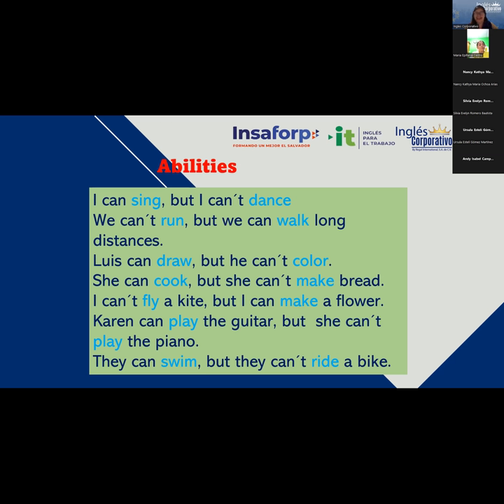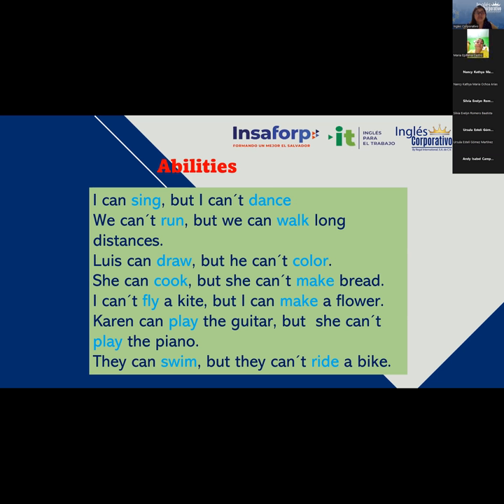A barbecue. Chow mein. Ah, okay. Can you cook a barbecue? Yes. Can you make chow mein? No. Yes. Yes, you can make chow mein. A cake. Can you make a cake? Yes. Can you make a cake? No, I can't. You cannot make a cake. I can't either.